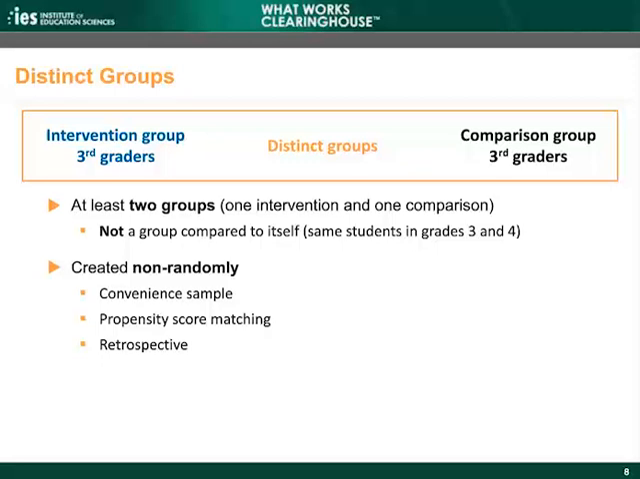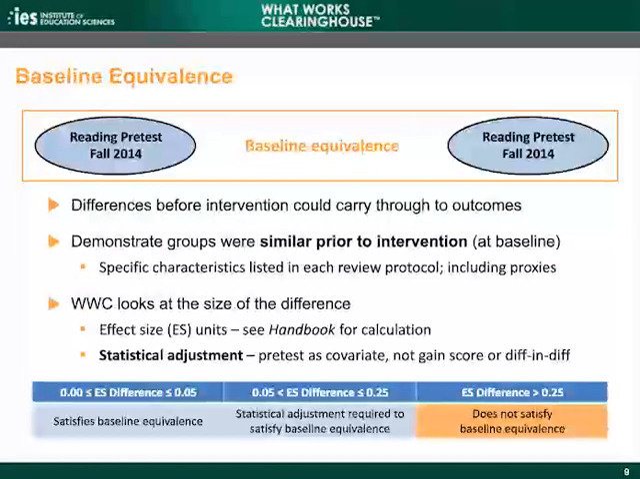So why do we care about establishing baseline equivalence? The key reason we care about establishing baseline equivalence is that if the intervention and comparison groups are different at the start of the study, those differences could carry through to the outcomes and be mistaken for an effect of the intervention.